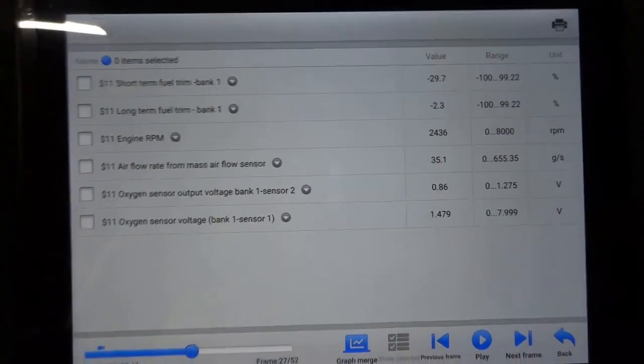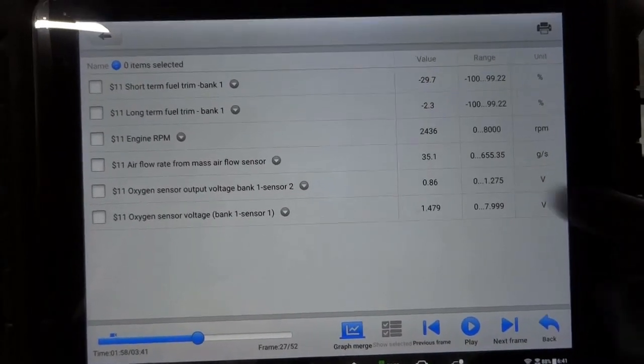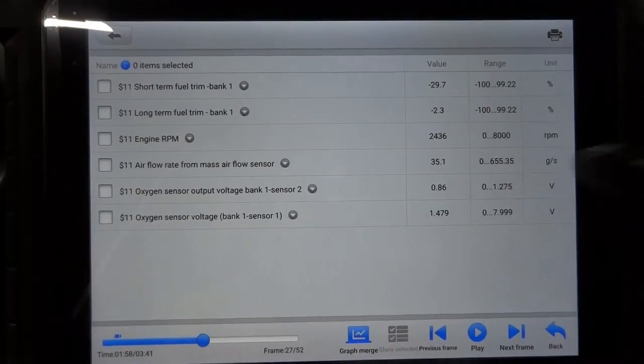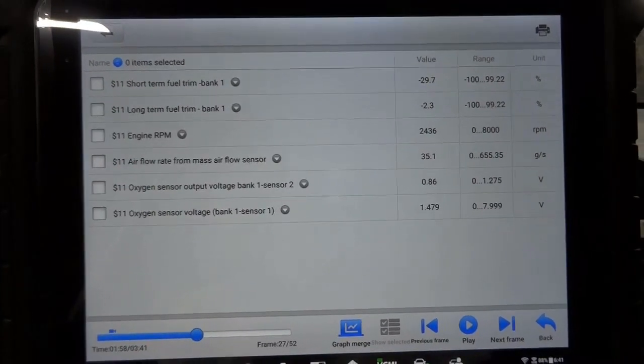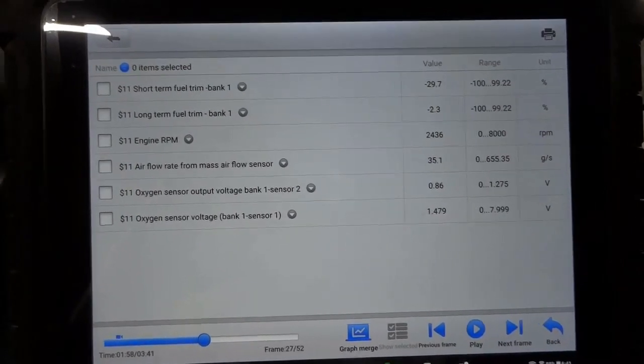This value should have been higher than this. Okay, so this is a telltale sign of a defective, I mean, I shouldn't say defective, clogged exhaust system.